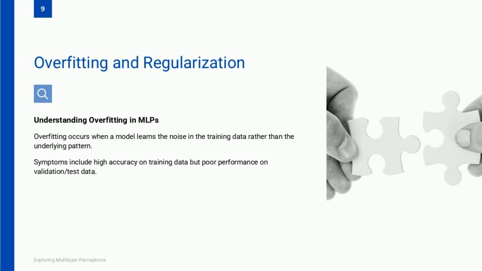And now that we know how to keep our models from overfitting, it's time to dive into hyperparameters, the secret settings that control how an MLP learns. Because if you don't tune these correctly, your model might never reach its full potential. And trust me, some of these choices can make or break your neural network. Let's talk about that next.